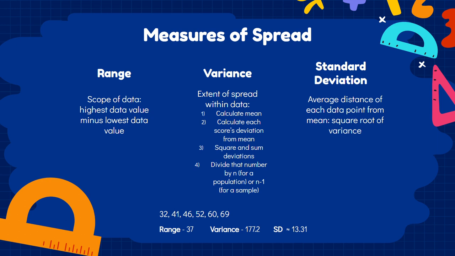If you have a high standard deviation, that means there was a lot of spread. That on average, the data points were far from the mean, right? But if you have a small standard deviation, they were closer to the mean.